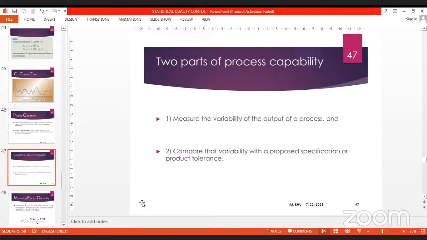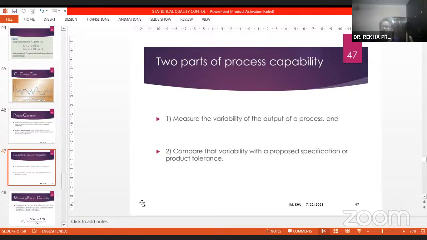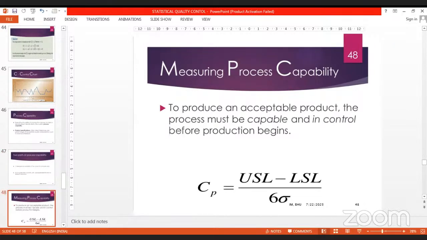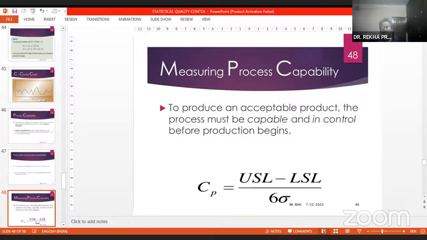Two parts of process capability measure. First is to measure the variability of the output of a process, and second, compare that variability with a proposed specification or product tolerances. तो कितना variability है, or whether it is under control or not. Measuring process capability: to produce an acceptable product, the process must be capable and in control before production begins.